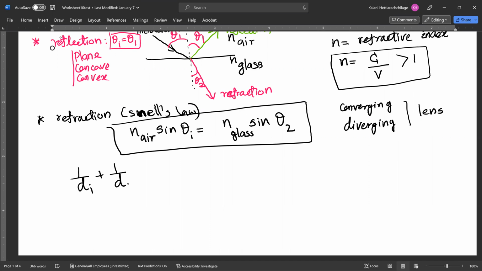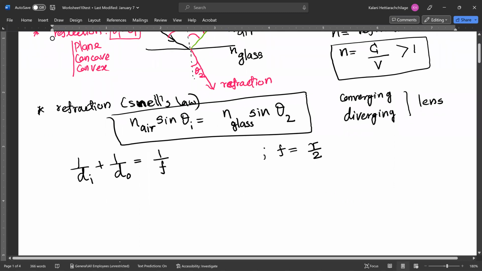1/di + 1/d naught = 1/f. di is the distance from the mirror or lens to the image. d naught is the distance from the mirror or lens to the object, and f we call the focal point. f will be equal to radius divided by 2. Radius is, if it is a circle, that will be the radius, and if it is a plane mirror, your f will basically be infinite. There is no value for the plane mirror. So we discussed those things.